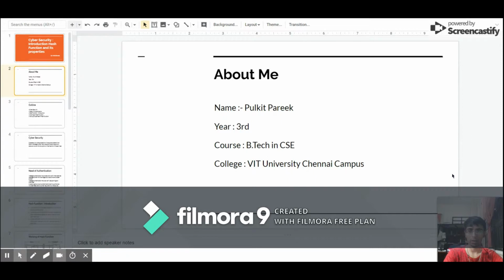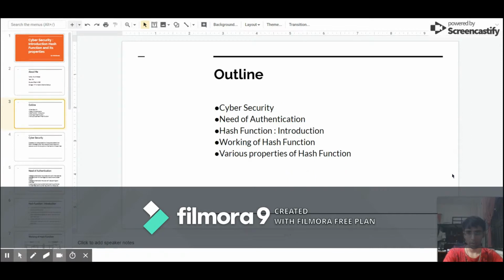Let me tell you about today's outline, what we are going to learn today. First, we are going to talk about what is cybersecurity, then the need of authentication, and then the hash function introduction, what a hash function basically is, and then the working of hash function, how a hash function works, and then the various properties of hash function. What are the properties that we have in hash function, and then we will talk about some of the requirements of hash function, and then we take a simple example of hash function today.